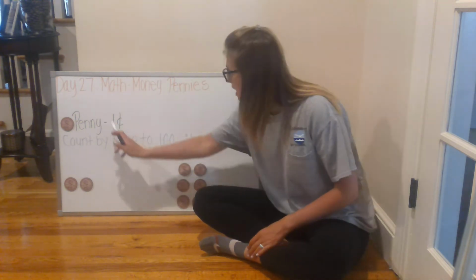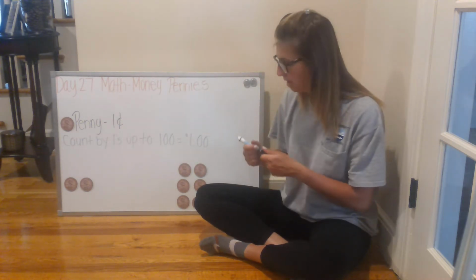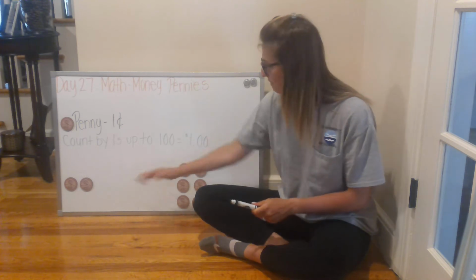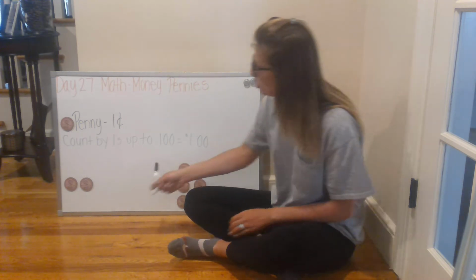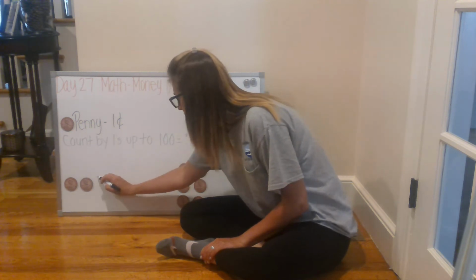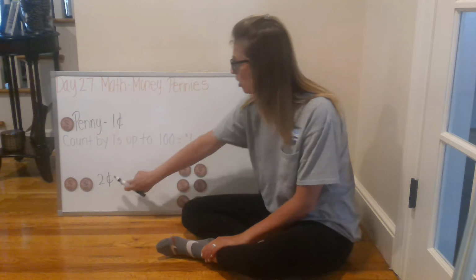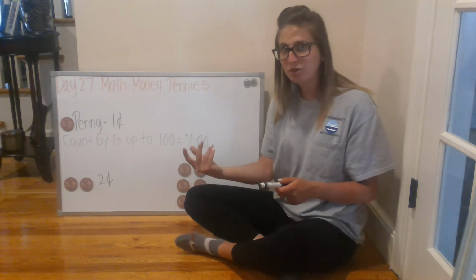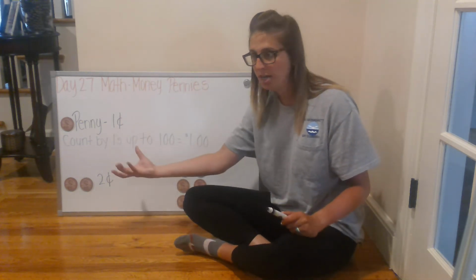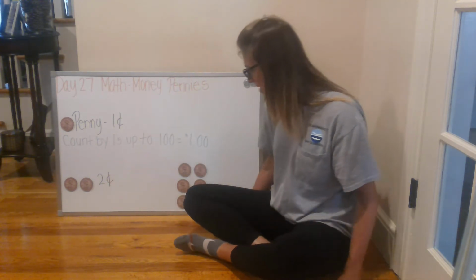So we know that a penny is worth 1 cent, and we count by ones up to 100 until we reach $1. So for us to look at my first group of pennies, I know that this group is worth 2 cents since I have 2 pennies. 1, 2, so that is 2 cents. And you want to make sure that you're always writing the cent sign after it so we know exactly what we're talking about. So when I see 2 cents, I know exactly that we're talking about money.